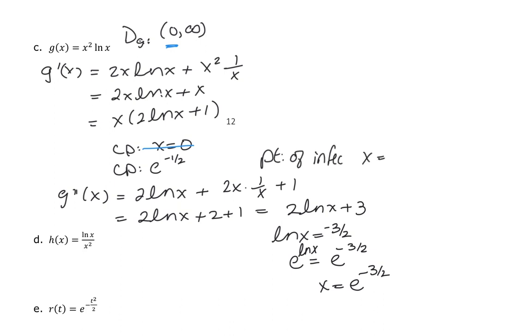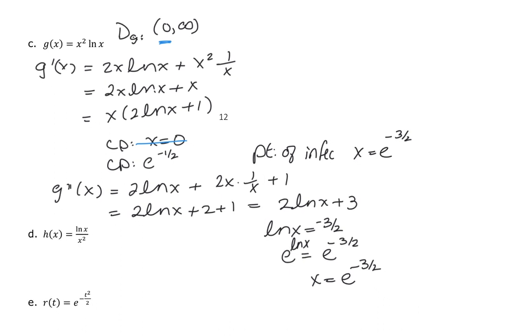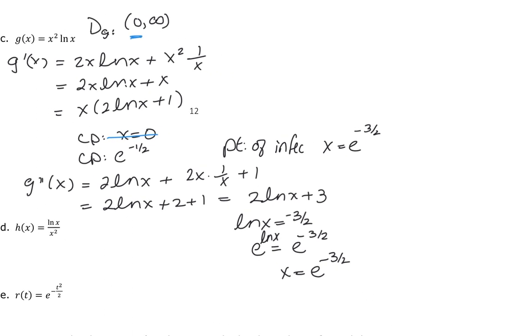Happens at x is equal to e raised to the negative 3/2. Okay, so now what? Well, I found a critical point, and I found a possible point of inflection, and we don't know what's going on with any of those. So let's put this value into my second derivative and see whether or not it's positive or negative, so I can determine, hopefully, whether or not this is going to do anything.